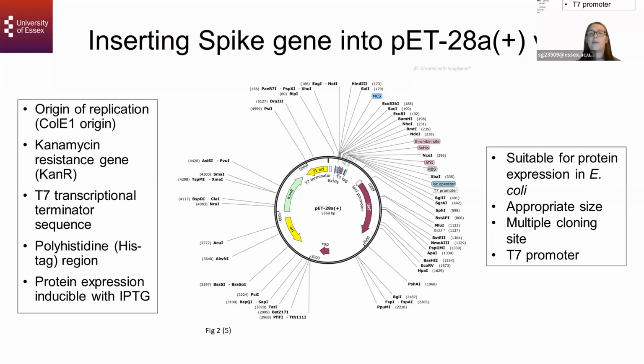The vector also adds a polyhistidine region to the C-terminus of the expressed protein, which can facilitate purification of recombinant proteins. Protein expression from the vector is inducible with IPTG, mimicking the natural inducer of the lac operon, leading to induction of the T7 RNA polymerase and subsequent protein expression.